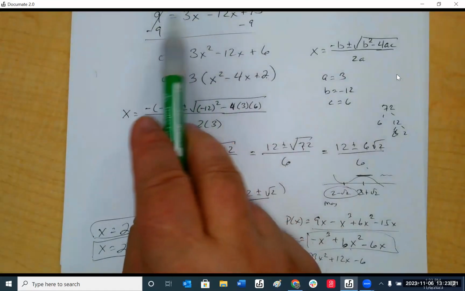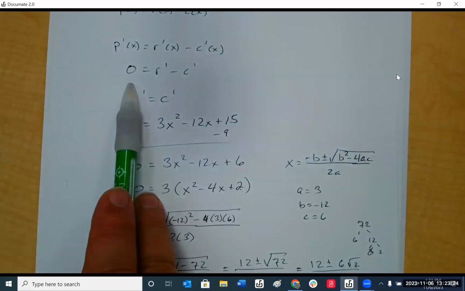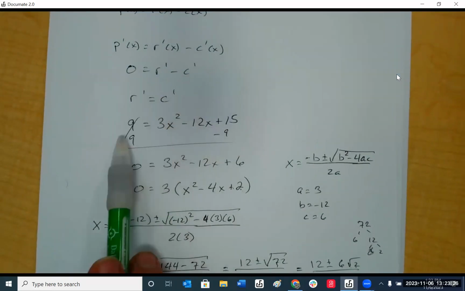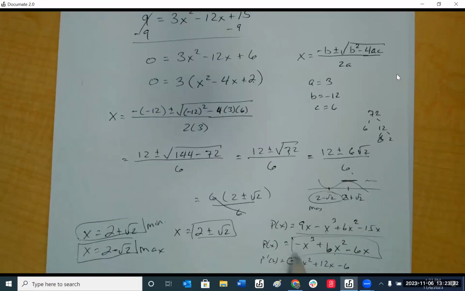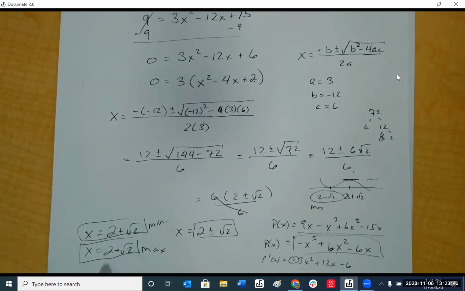But for us to find the derivative, we have to set it equal to 0, and then set R prime equal to C prime, and then solve it from there. Which is the same thing we got earlier. It's just that we had a negative coefficient because it's the inverse function. So the smaller value will give you a maximum, the higher value will give you the minimum. So that's going to be the maximum at x equals 2 minus radical 2. You just plug those back into the revenue and the cost. It'll tell you how many of each will give you the maximum.